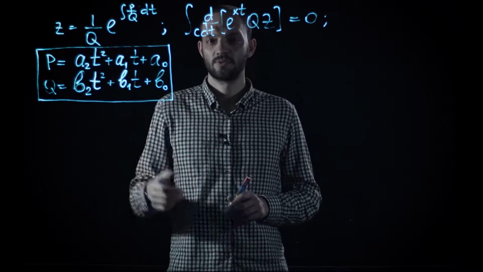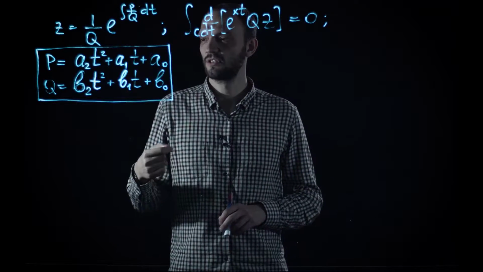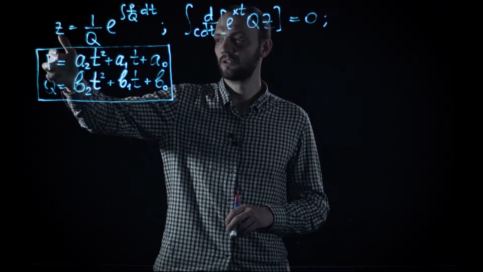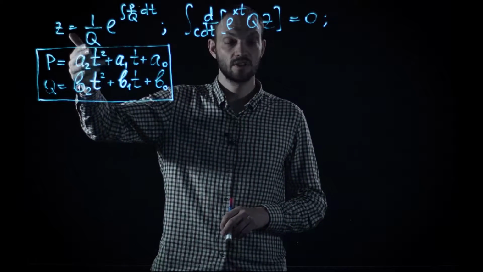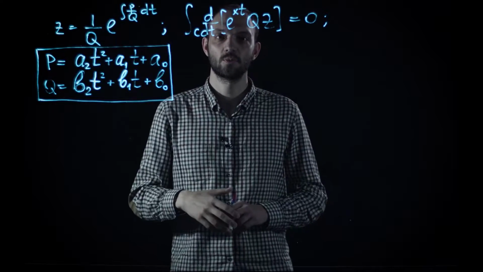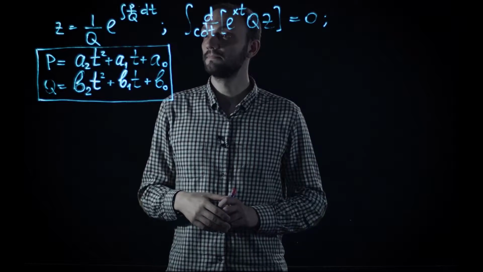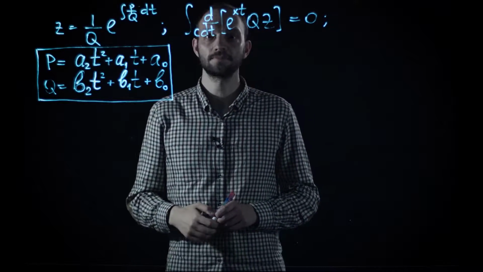Let us summarize what we have achieved. In fact, we have constructed a solution for our differential equation. And it is most conveniently formulated in terms of polynomials p and q. Notice that in this case, these polynomials are of the second order. This is because our initial differential equation was of the second order in the derivatives. And the solution is represented by this formal integral.